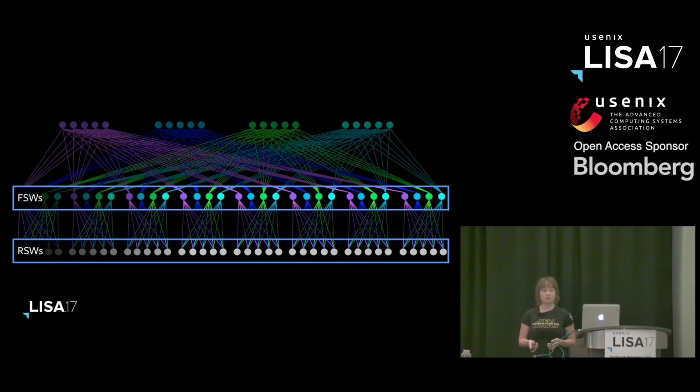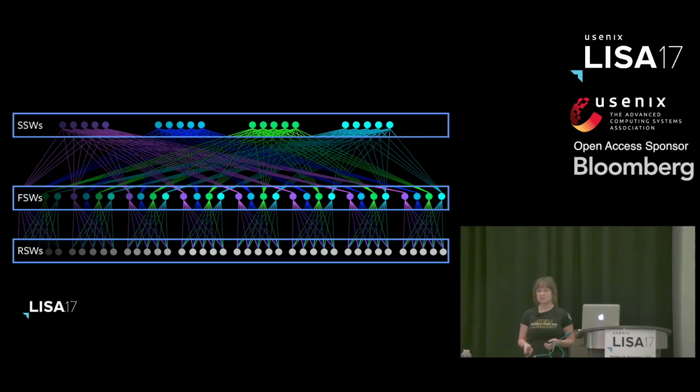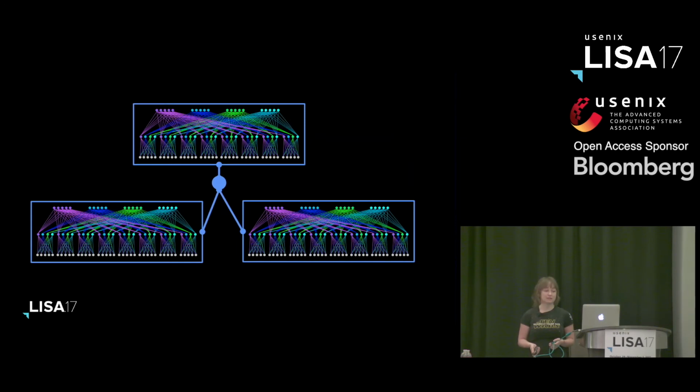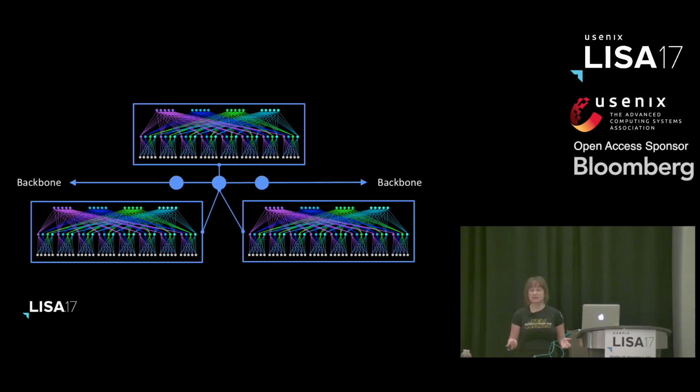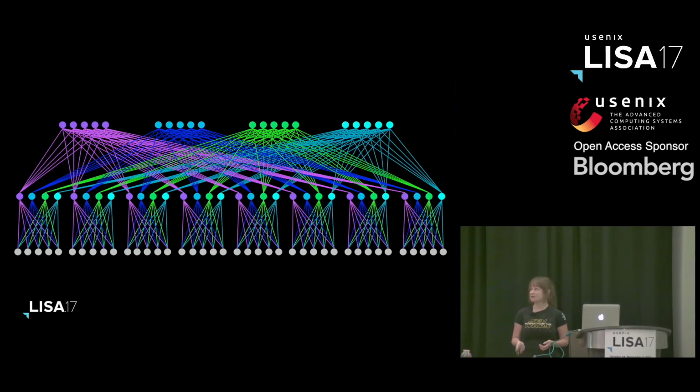The fabric switches go on to connect to multiple spine switches, and so on until we get to the switches that connect multiple data centers together, as well as to the wider internet via the network backbone. Okay, so you may be asking, why does this need to be so complex? And this is basically answering the question of, well, the problem of how we connect hundreds of thousands of servers in some sort of efficient way.